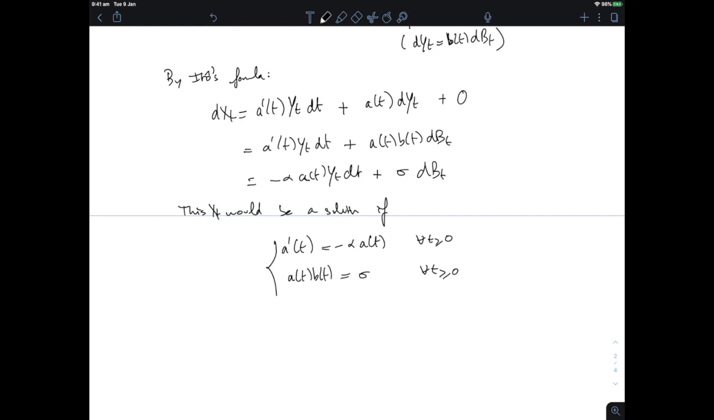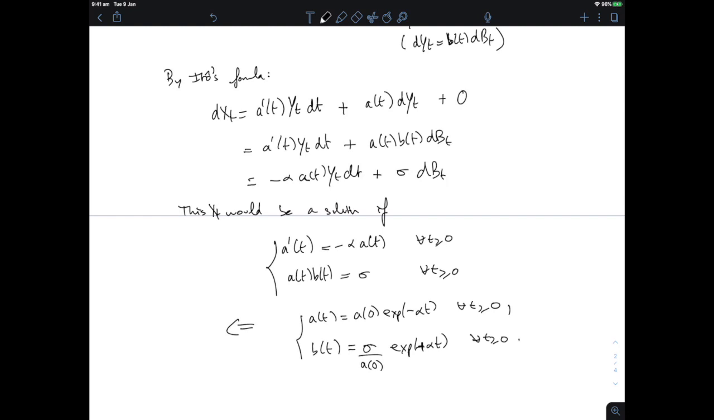So can I find an a and a b that satisfies that? Well, that seems to be possible. If I take a of t to be a of 0 times exponential minus alpha t for all t, then I certainly satisfy the first equation. And then if I take b of t to be sigma divided by a of 0 and multiplied by exponential plus alpha t, and divide by a of t for all t, then I do have a solution.